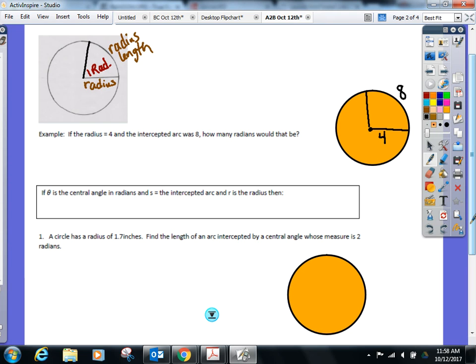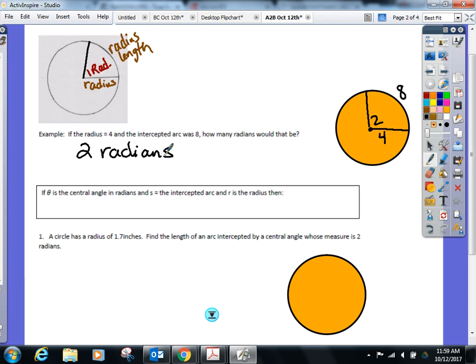So now if I have a radius of 4 and an arc length of 8, how many radians did I form? Go ahead. How many do you think? 2. Everyone agrees? 2 radians were formed. Perfect. 2 radians, because the arc length was double the radius. Nice job. Tells me we're picking it up a little bit.